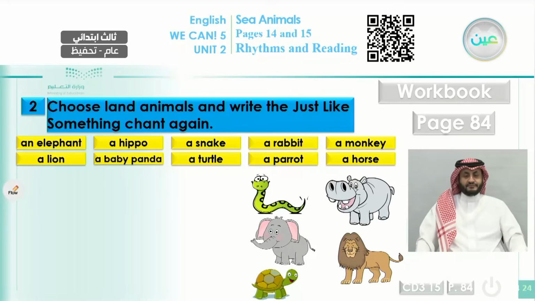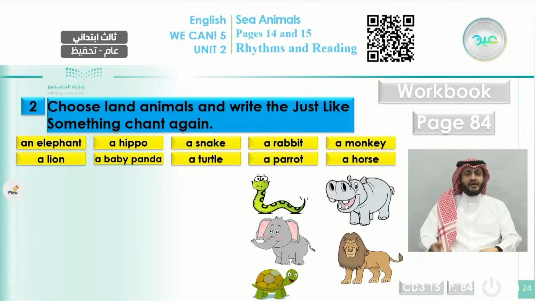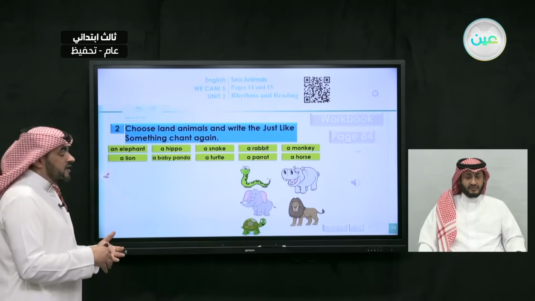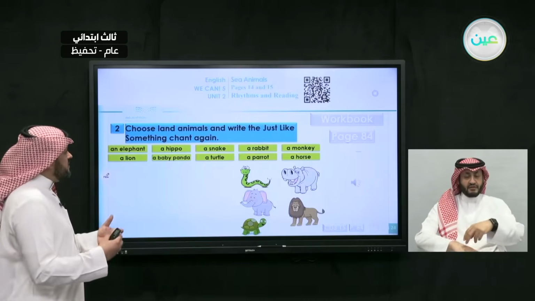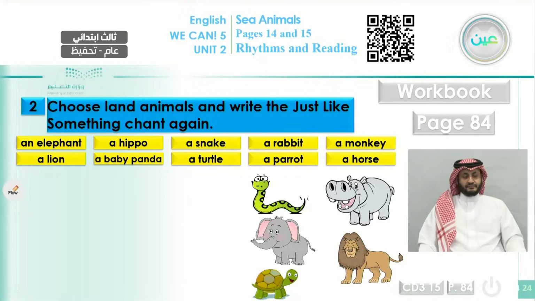Okay, now also here we have an exercise, which is exercise number 2. Choose land animals. In this unit, we are talking about sea animals, the animals that live in the sea. But now choose the land animal, that is the animal that lives on land, doesn't live in the sea, and write the just like something chant again. Okay, let's listen and answer this exercise with your colleague.